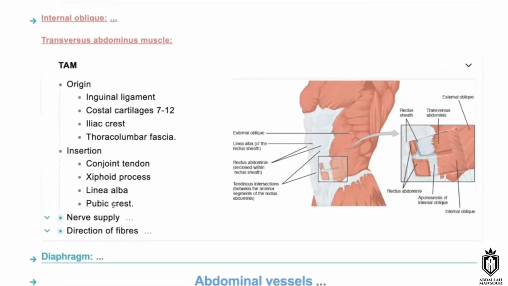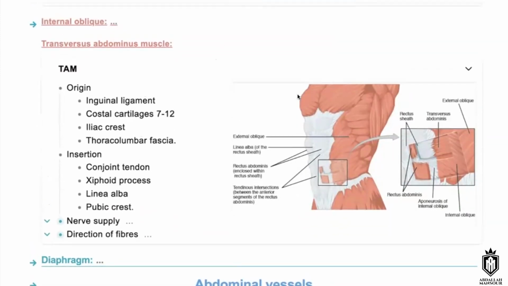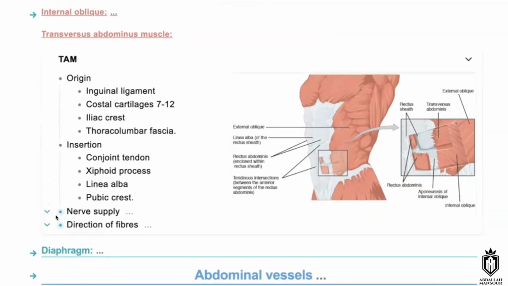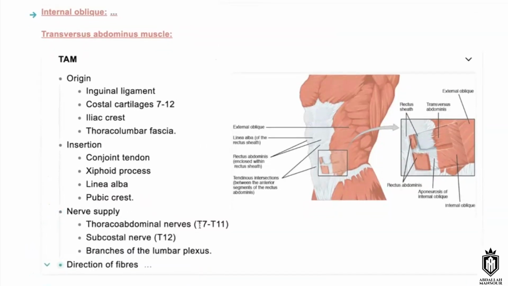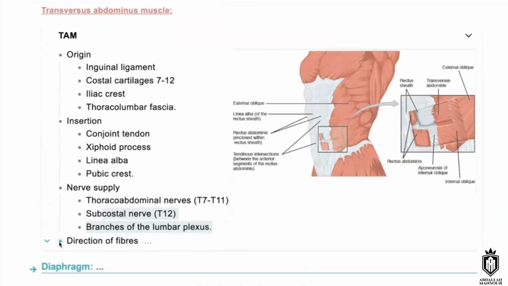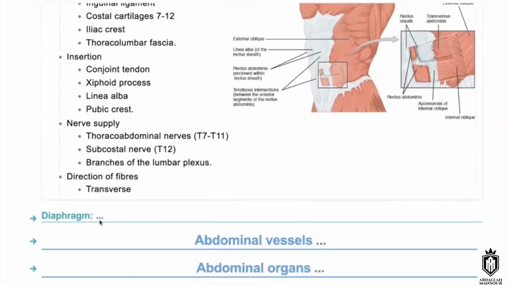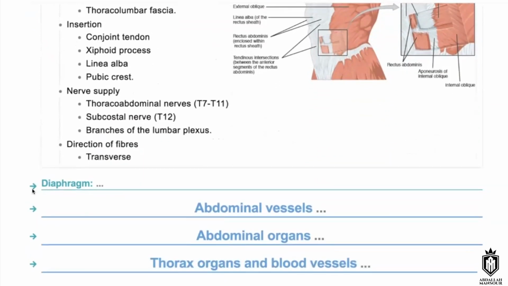And what's the nerve supply for this muscle? The intercostal nerves T7 to T12, subcostal nerve, and I think iliohypogastric nerve. Yeah, branches from the lumbar plexus, you're right, iliohypogastric. What is the direction of fibers? It's from lateral to medial, transverse. Yeah, transverse fibers.